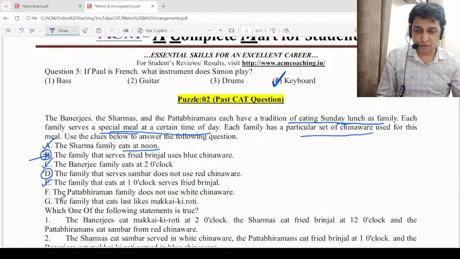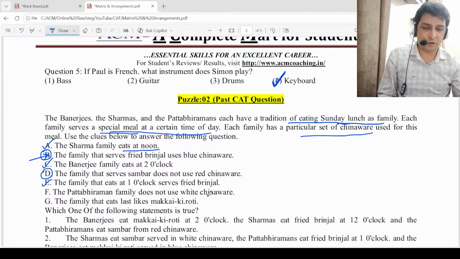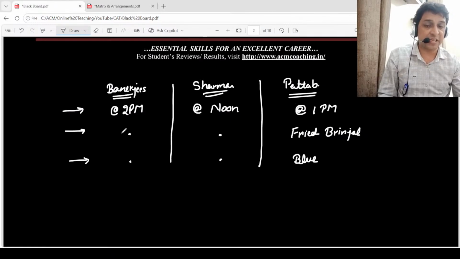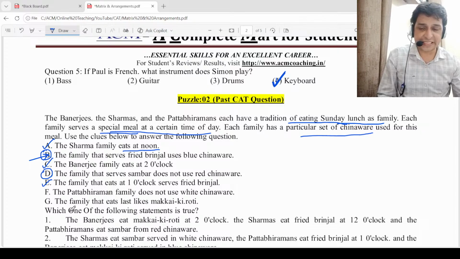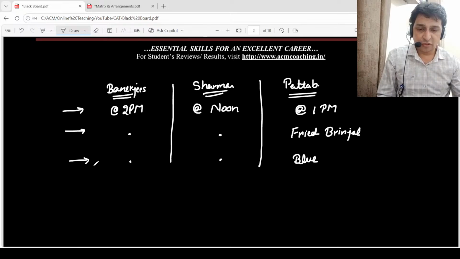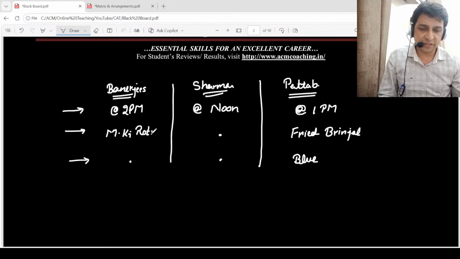Now this line of information is also used. The Pattabhiraman family does not use white. We know that, but that means they're giving a hint that Banerjees or Sharma, somebody is going to use white. The family that eats last, like makai ki roti, the last that is 2 p.m., that is Banerjees eat makai ki roti. That means sambar is being served by Sharmas.